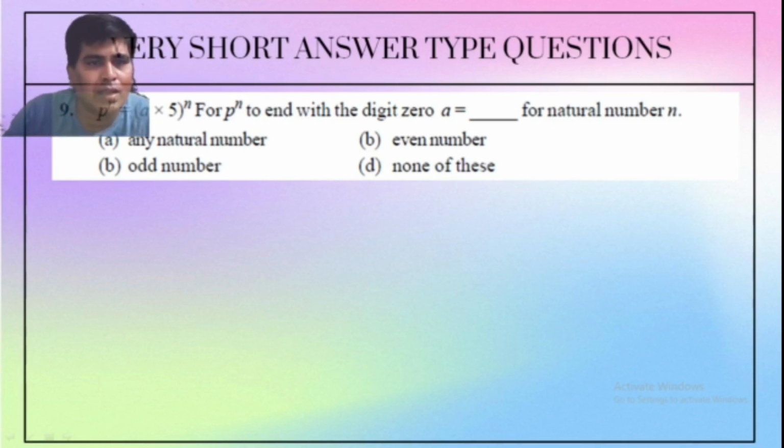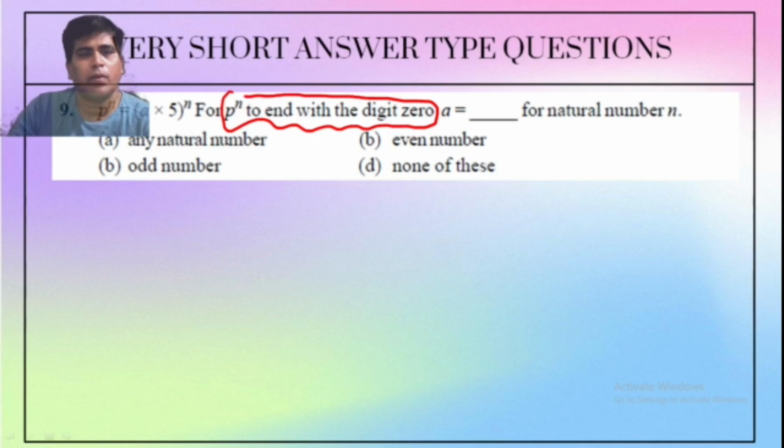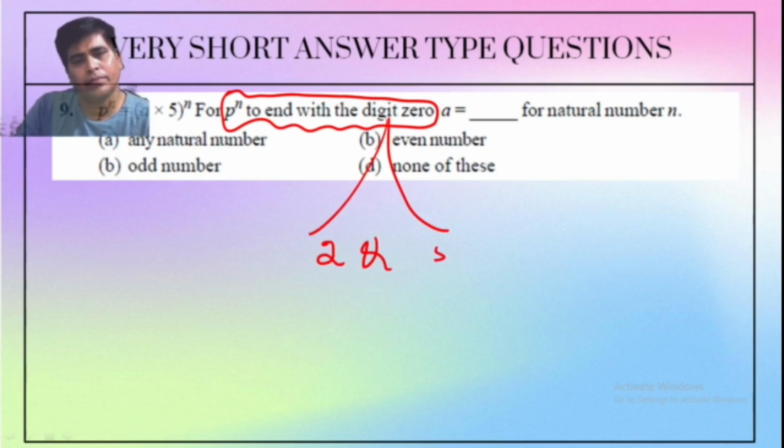So what is a? Any natural number, even number, odd number, none of this. Simple. If any number ends with a 0, this is very, very important, that number has two prime factors. What are the two prime factors? It should have two prime factors, 2 as well as 5. Then only that ends with 0.